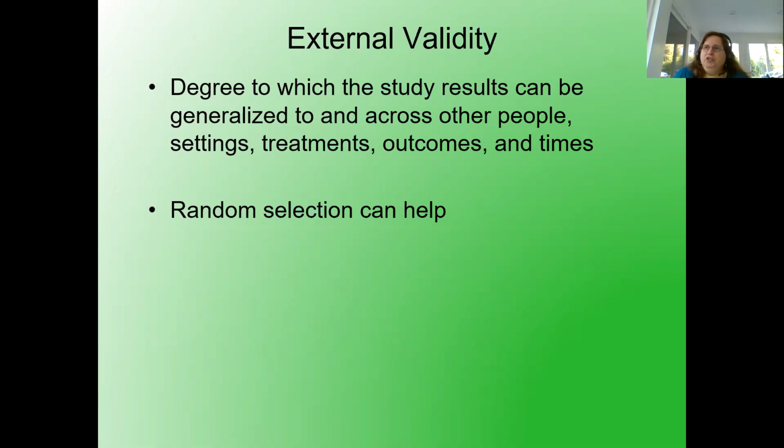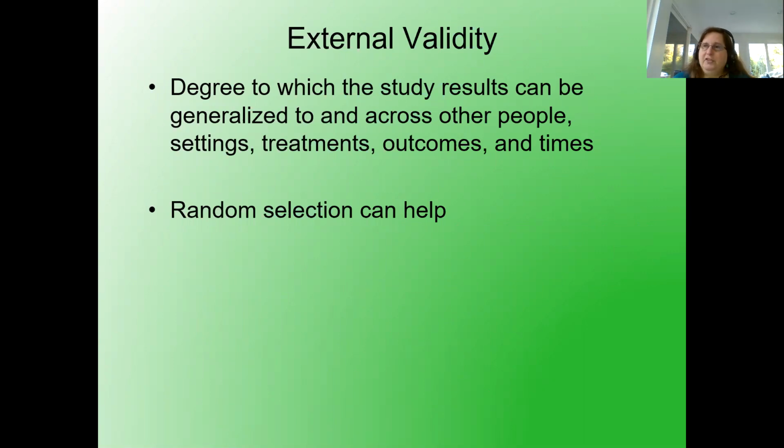Okay. So internal validity was all about, that's why it's called internal, within the experiment itself, within the study itself. Can we show that the IV causes the DV? And random assignment can help that. External validity, on the other hand, has to do with generalizing outside to other settings, people, populations, treatments, etc. Random selection can help here.